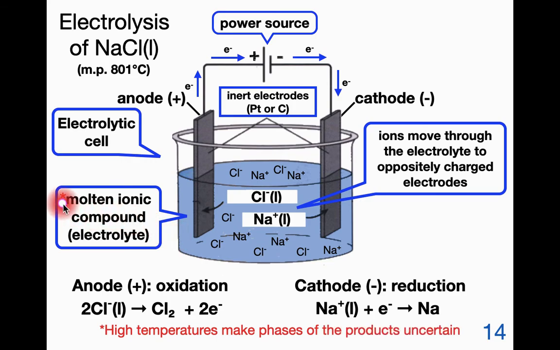Now, remember that it's a molten ionic compound, really, really hot. So when we talk about phases of the products, well, we really can't do that. It depends upon what the particular element is. Sodium, we would want to say solid, but at these temperatures, sodium would be a liquid. So don't worry about phases. The high temperatures make phases of the products uncertain. So you're not going to be responsible to know what the phases are for the oxidation and reduction half reactions. You should know that the ions are liquid, though, not aqueous.